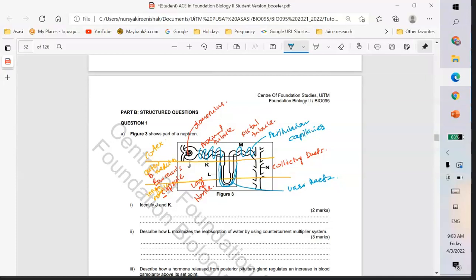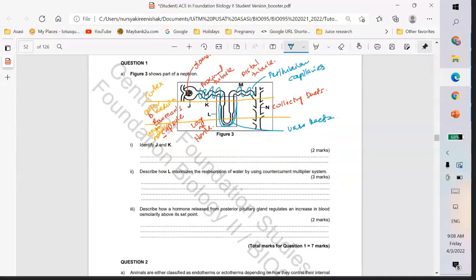Okay, so question number 2, I'm going to do question number 2. Okay, yang lain tu nanti kita akan go through the list. It says here for question number 2, describe how L maximizes the reabsorption of water by using counter-current multiplier system.